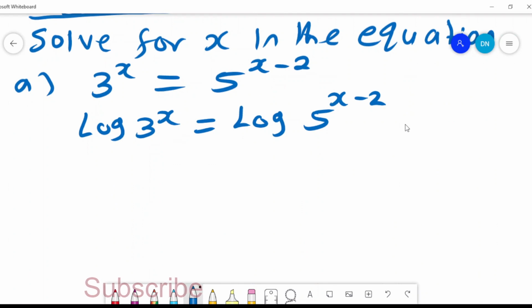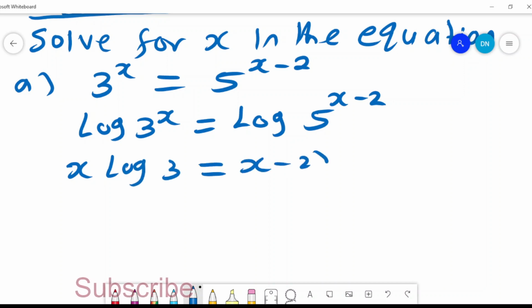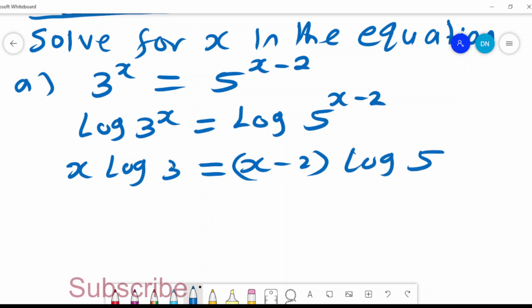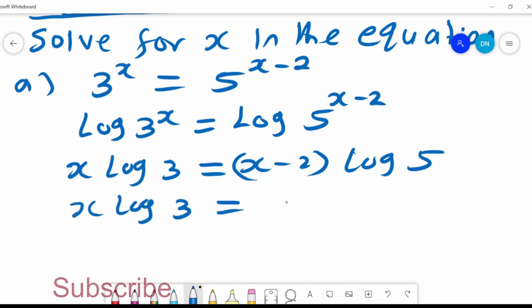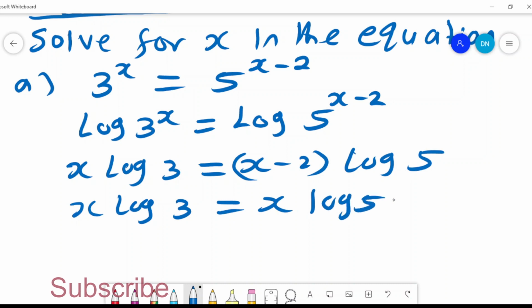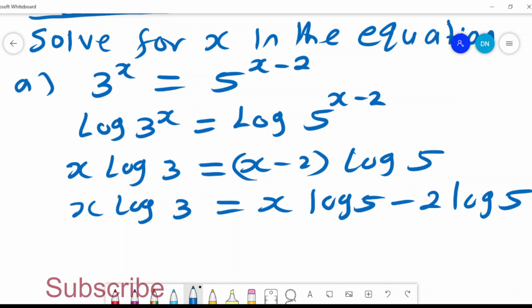The next thing I could do is to take powers down. So I'll have x log of 3 is equal to x minus 2, the log of 5. Remember, you can pick a calculator and get the value of log 3 and also log 5. That will be very easy to do. The next step I can do is to separate them out. So I have x log 3 is equal to x log 5 minus 2 log 5. That is the other form that I could write it.